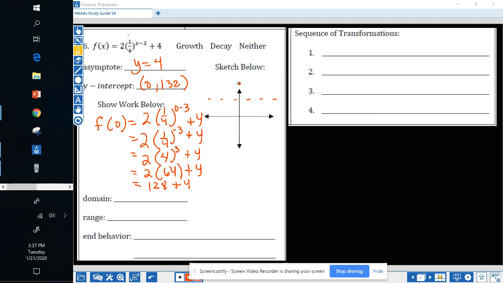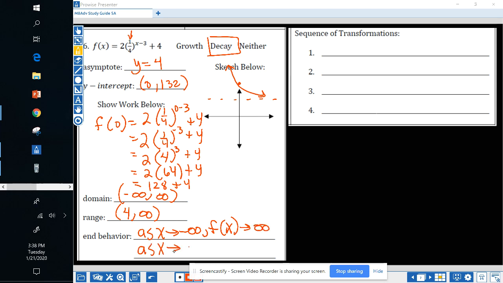Oh, we forgot to address the b value is 1/4, therefore it's a decay. So we are going to be decreasing, and our sketch looks something like this. Domain, x can be any real number. The range goes down to 4 without touching 4 and goes forever up. This time, as we go left, the graph goes up. As we go right on the graph, the output goes toward 4, our asymptote.